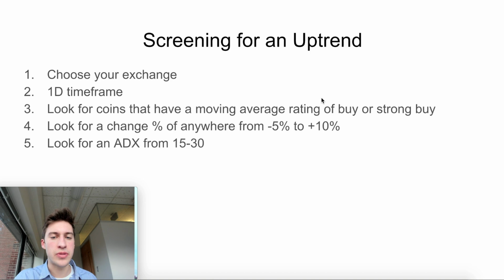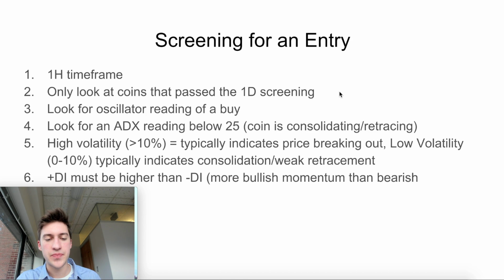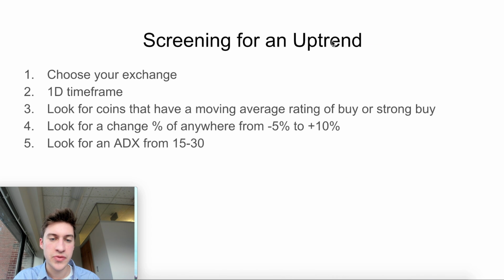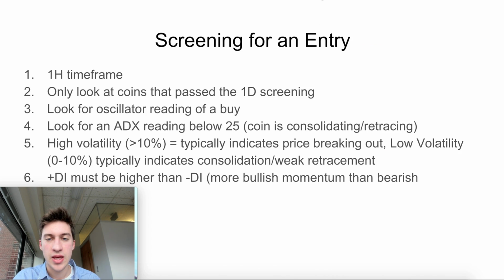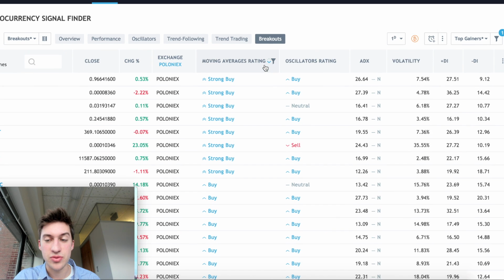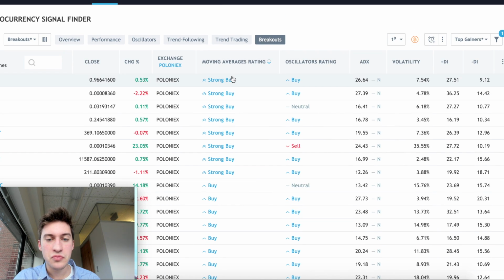So with those coins in mind, what you want to do for an entry is, on the 1 hour time frame, we want to only look at coins that pass our 1D screening. Imagine you're like a TSA agent, and the 1 day, using these indicators here with these rules, is what you're going to let through. We only want to look at coins that have been let through. We don't want to look at coins that have not been passed through the screening. So we see these coins.